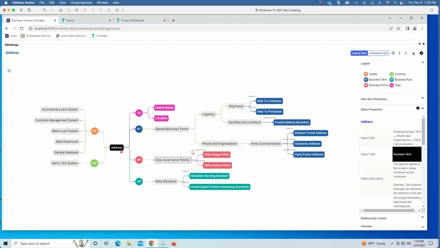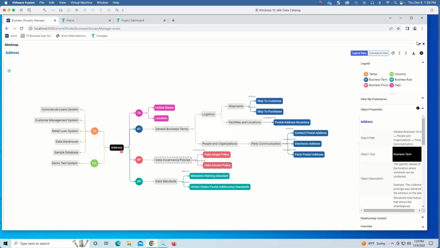So in this case, I've separated out what is a policy, what is a standard, what do you call it, or what is its alias from the actual definition and concept of what that business term is.